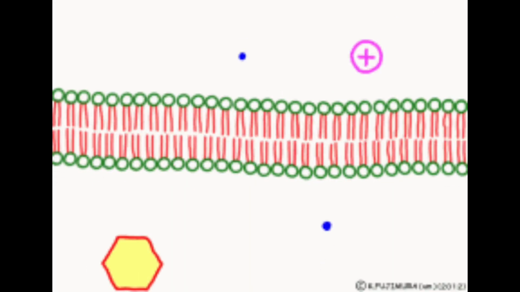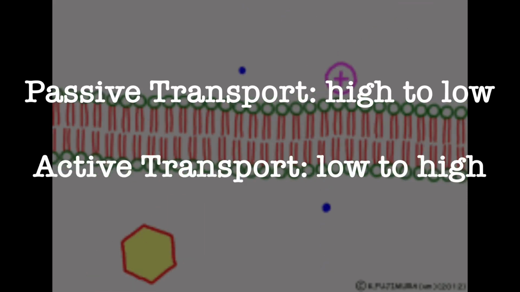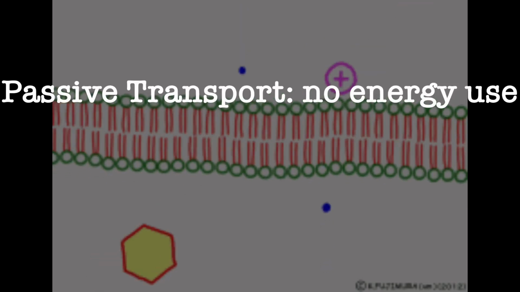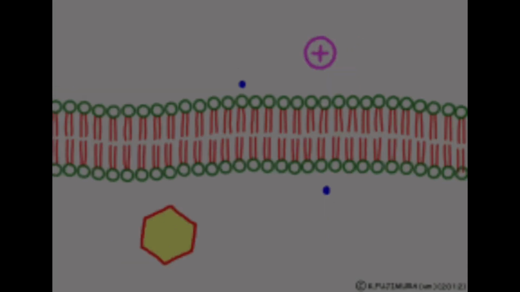Putting this information all together, understanding how these processes work in context is important. Passive transport moves from high concentrations to low, while active moves from low to high. Passive transport does not require energy, while active does. These basic ideas are important to understanding the processes of transport in a cell.